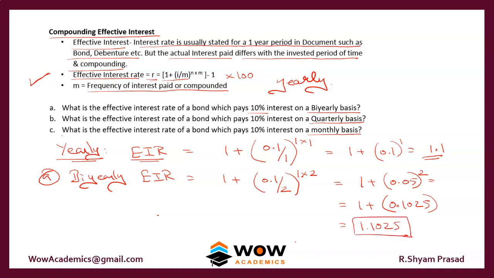If you see this answer and this answer, it will differ because here only one time you are going to receive the interest, but here you are going to receive the interest 2 times. So here it is only 10% that you get as interest, but here it's 10 plus 0.25, that is the interest that you are receiving. So in essence we can put it like this: here you are not going to receive the 10%, you are going to receive the 5% in 2 installments. So that is what happens in bi-yearly EIR.